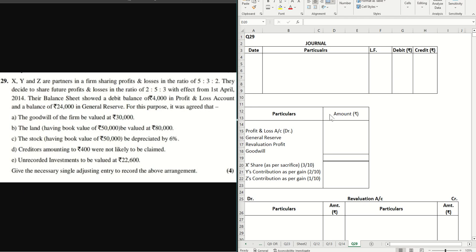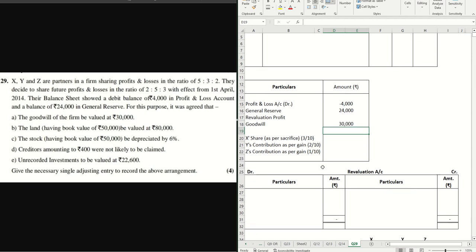The first thing that we have is the debit balance of profit and loss account. That goes here as a negative figure for our calculation purpose. We have general reserve of 24,000, so that comes here as a positive figure. We have revaluation adjustments given here. We have goodwill as well given here, 30,000. So let's write that down.